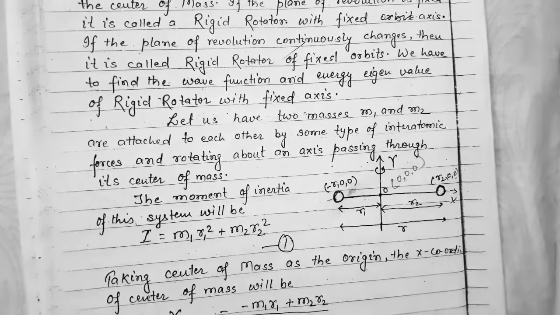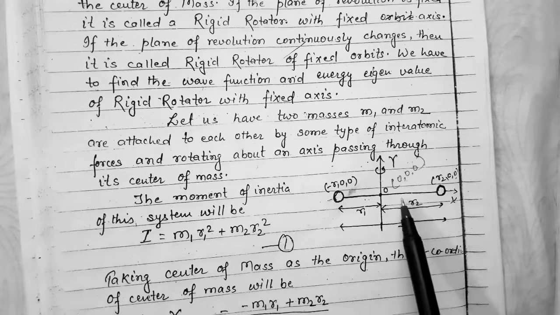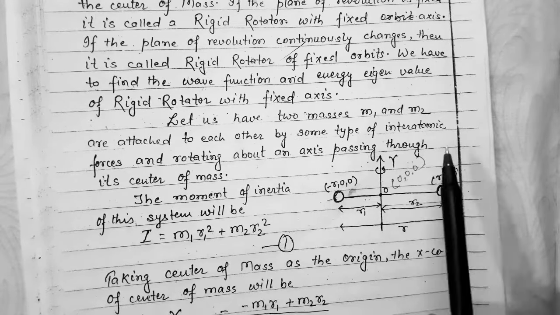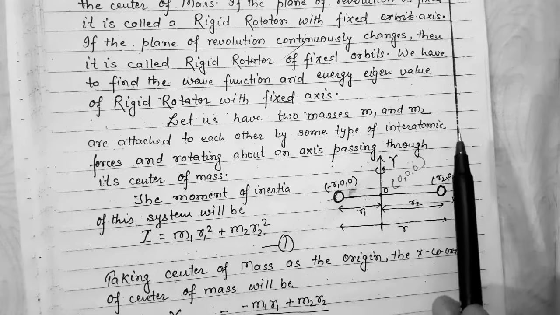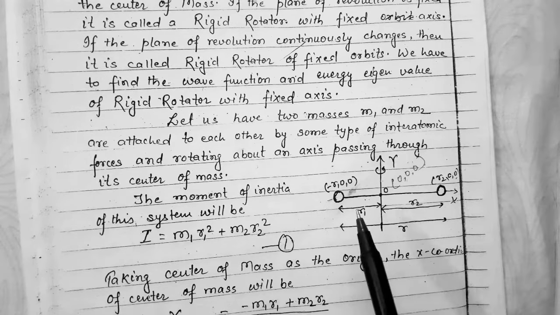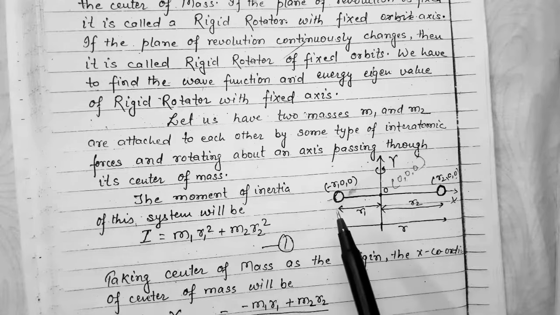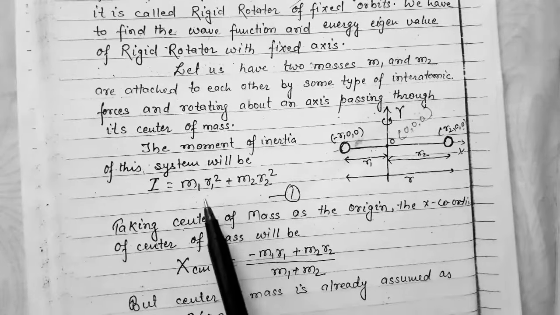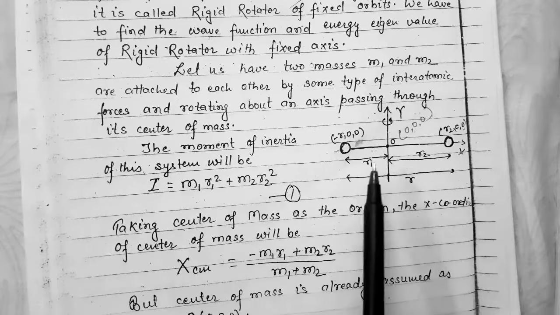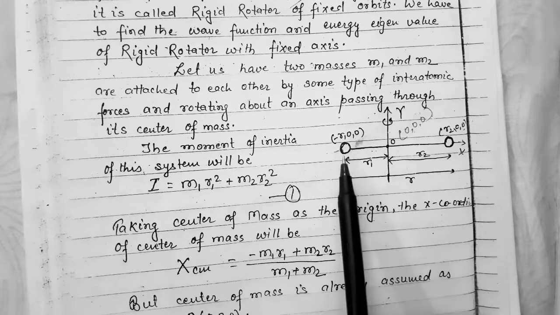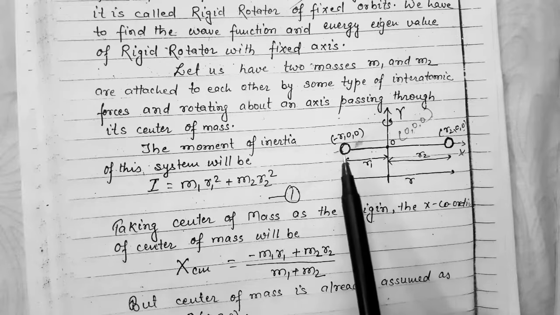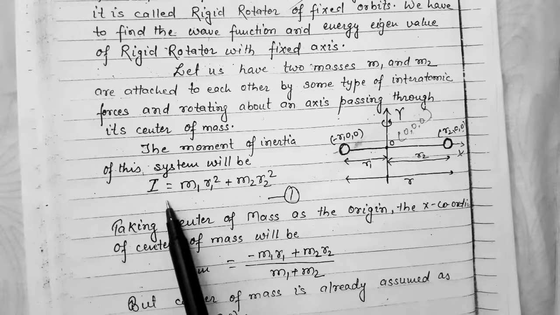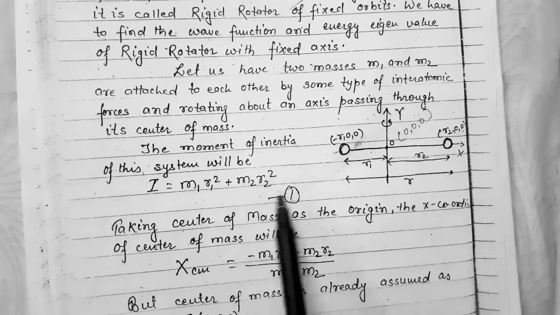In order to find the energy eigenvalue, we first have to define the moment of inertia of the different bodies associated with some mass. The moment of inertia of the whole system will be written like this. This is the simple moment of inertia term, because the moment of inertia of a mass is defined as m r squared, but here we have two masses, so the complete moment of inertia of the whole system will be written like this.